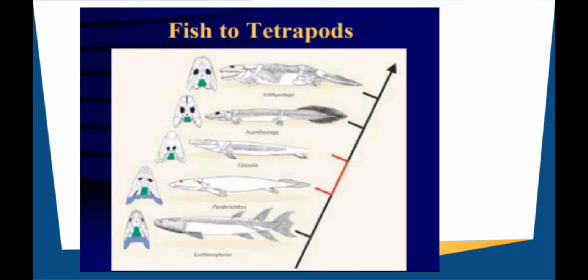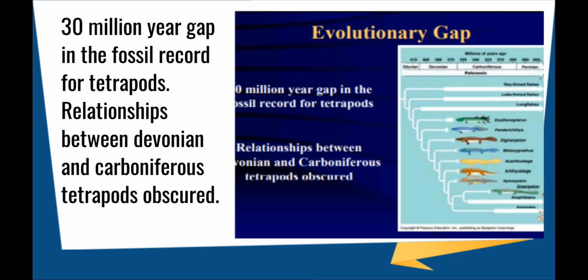So in this figure, we could see that the fish to tetrapods have evolved and diversified, especially in their skull, jaw, tail, and body shape and body structure. The evolutionary gap. In this figure, it says that there is a 30 million year gap in the fossil record for tetrapods, and the relationships between Devonian and Carboniferous tetrapods are obscured.